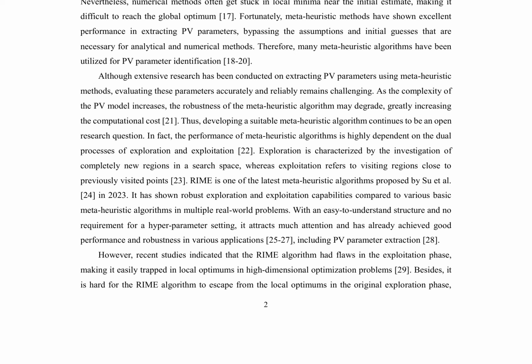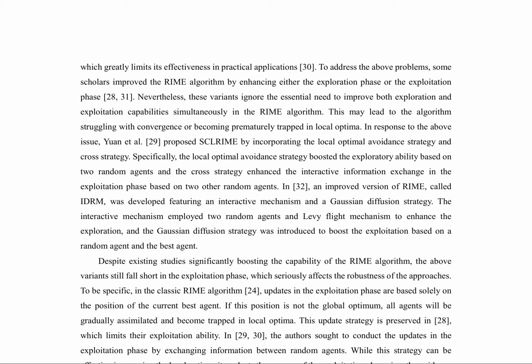The development of such algorithms would enable more accurate PV modeling, facilitating the optimization of PV systems under varying environmental conditions. Further research is necessary to overcome the challenges in PV parameter identification, including the development of algorithms that can efficiently and accurately estimate model parameters. This would have significant implications for the improvement of PV system performance and the integration of PV systems into the grid. The current limitations of the RIME algorithm, particularly in its exploitation phase, are discussed.